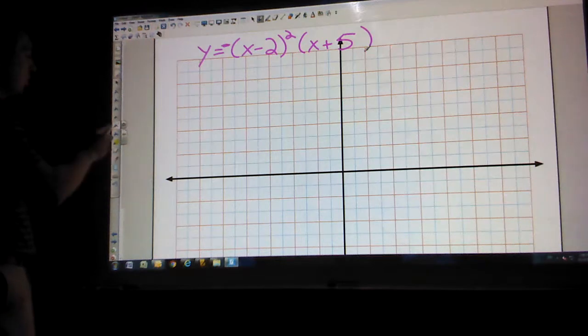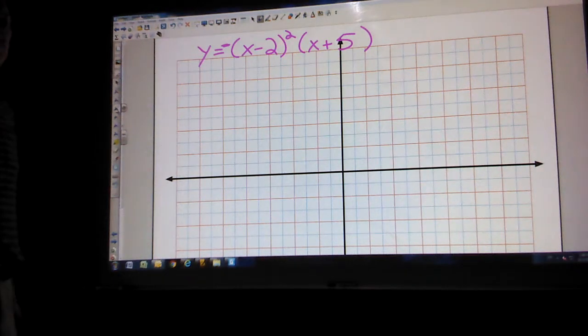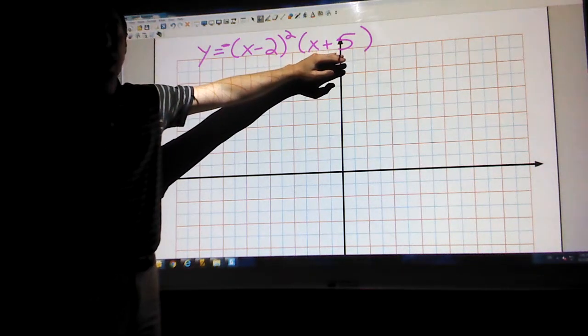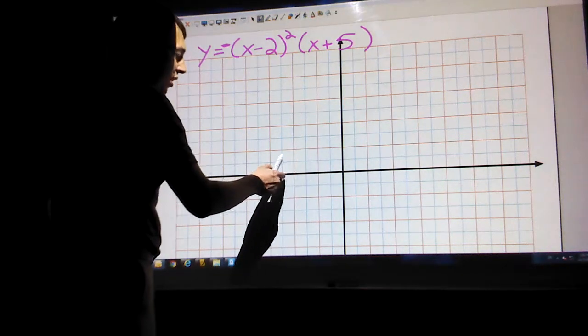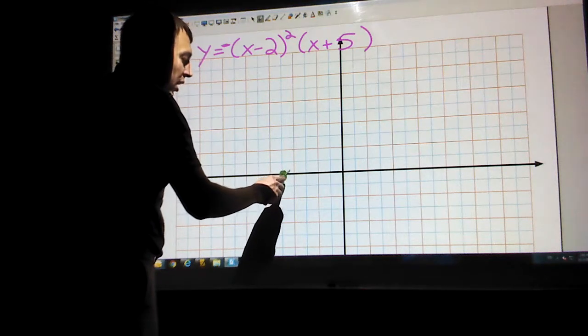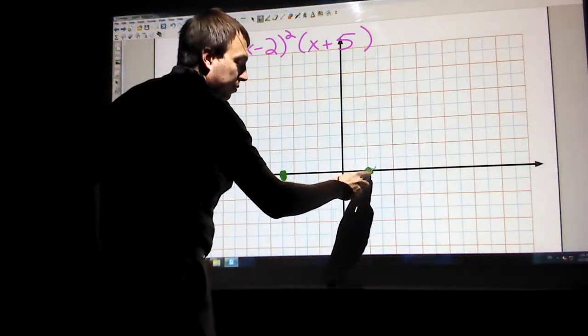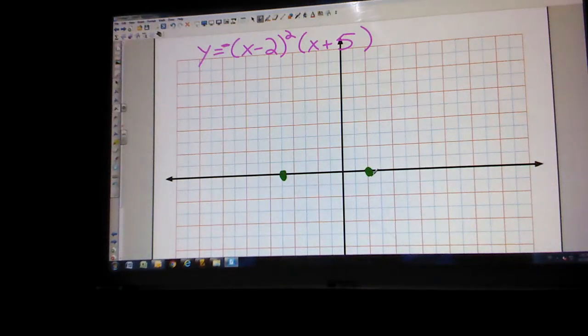First thing Mr. Mack wants you to graph are the zeros, the x-intercepts. The x-intercepts for this one are -5, because that will give us 0. If I plug in -5, I will get 0. 1, 2, 3, 4, 5. And then the other 0 is +2. 1, 2. So I've graphed the x-intercepts.